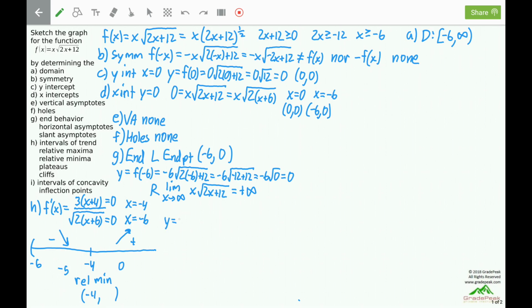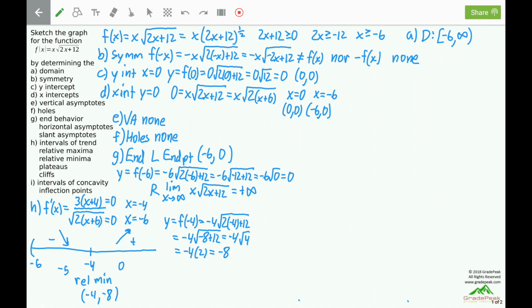So y equals f of -4, which will be -4 times the square root of 2 times -4 plus 12, which is -4 times the square root of -8 plus 12, which is -4 times the square root of 4. And the square root of 4 is a 2, so -4 times 2, which is a -8. We have a corresponding y-coordinate of -8.